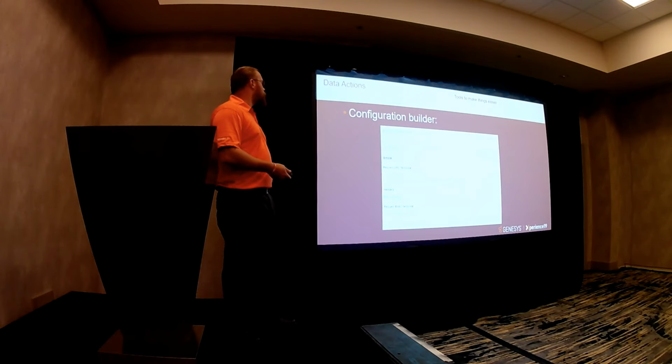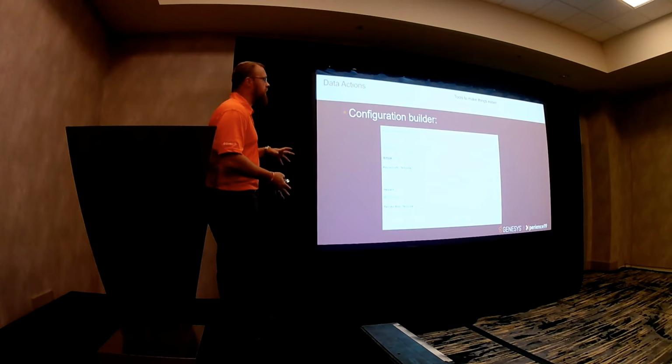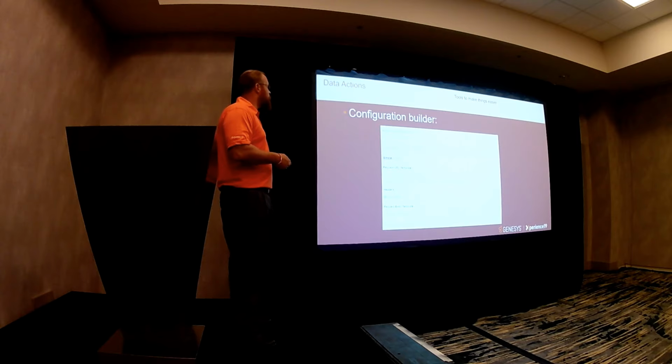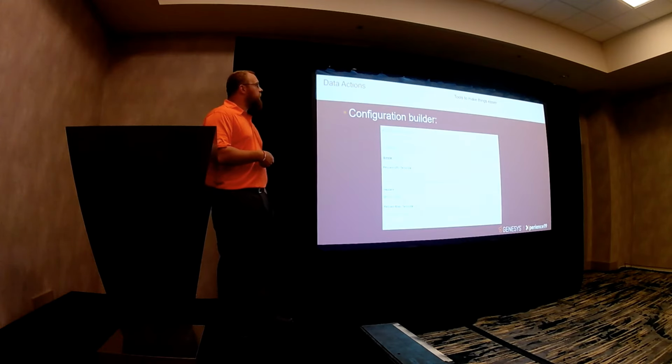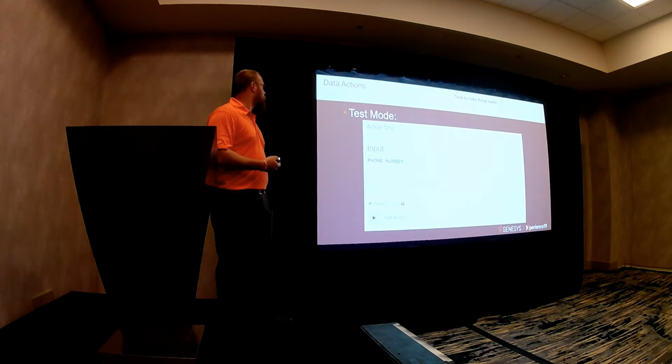Then we've got our configuration builder. So this allows us to, instead of having to build a really complicated JSON document that says, this is where my request URL is, and this is the verb that I'm using, and these are the headers, and this is the body that I'm going to be sending along, break those apart into individual pieces and make it a little bit easier to interact with.